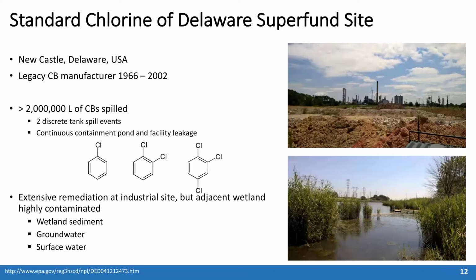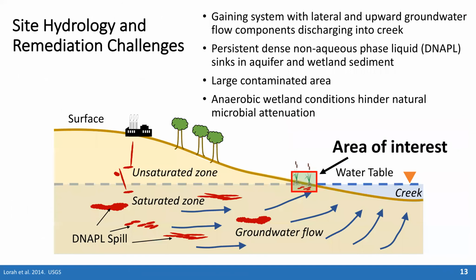But nearby is a Delaware estuary. And so we have wetland sediments, groundwater, and surface water issues associated with these compounds. And as I pointed out, primarily then it's monochloro, dichloro, and trichlorobenzene that have been spilled. So here's a little schematic of the hydrogeology of the site and the remediation challenge that happens. On the right-hand side is this Delaware estuary, Delaware Creek, and the left-hand side shows you the facility. So it was very close to the water supply.